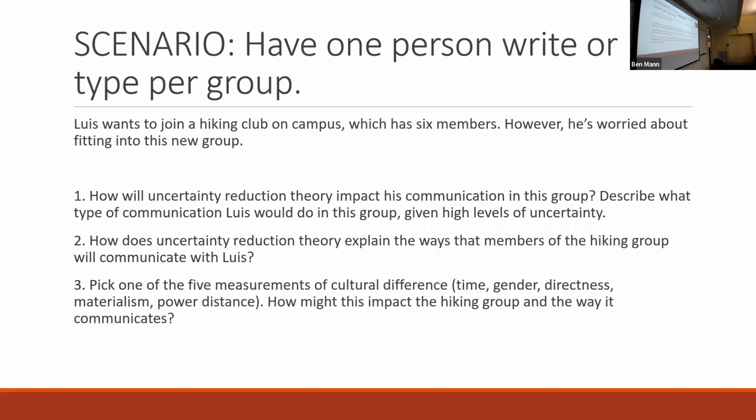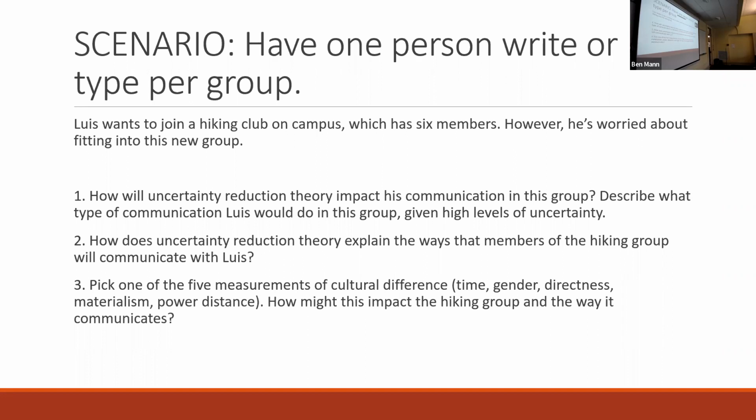So what I want us to do now is to pursue a group activity that will ask us to apply and utilize some of these ideas that we've been talking about so far. We have Luis here, who would like to join a hiking club on campus. This club has 6 members, but he's worried about being able to fit into this new group. So what I'd like your group to discuss first is how uncertainty reduction theory could impact his communication within the group. The types of communication he would do in this group, given his high levels of uncertainty, could be the behavior, types of questions he asks, the things that he chooses to act on in that group.